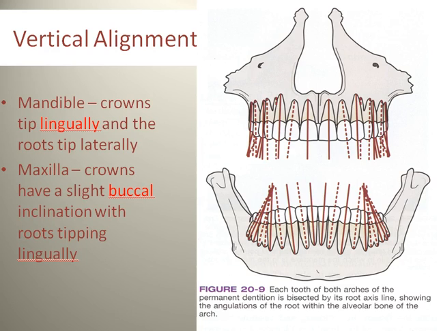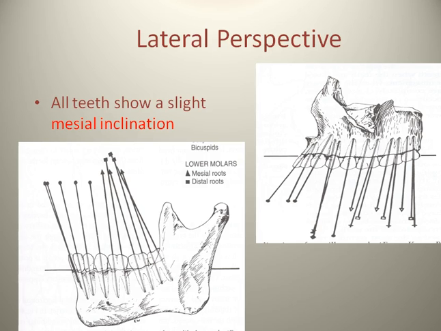Vertical alignment. The crowns of the mandibular teeth tip lingually and the roots tip laterally. In the maxilla, the crowns have a slight buccal inclination with the roots tipping lingually. From a side view, all teeth show a slight mesial inclination.